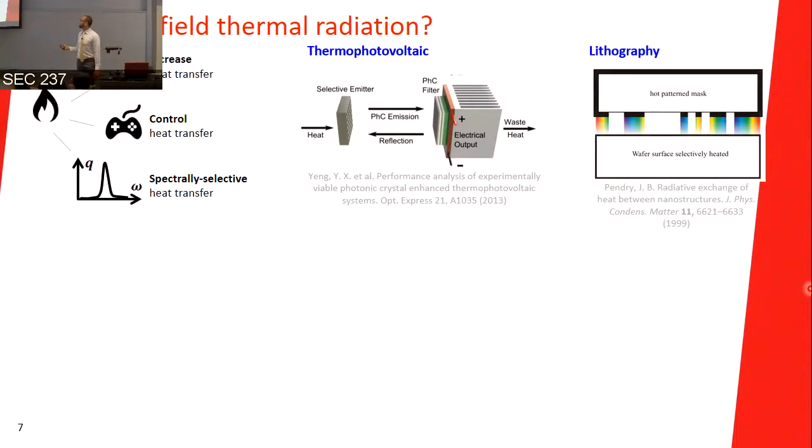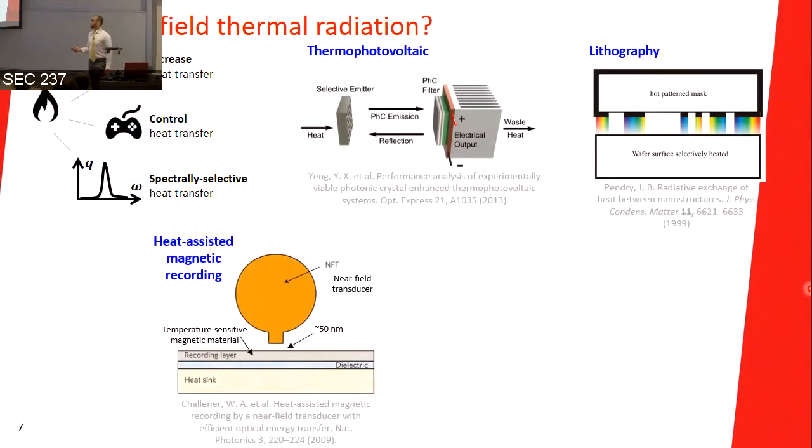The second interesting application is photolithography. Photolithography is one step in microfabrication. It happens with light usually, but the problem is that the minimum feature you have is limited by the diffraction limit of light. With near-field thermal radiation, you can go beyond this diffraction limit of light.